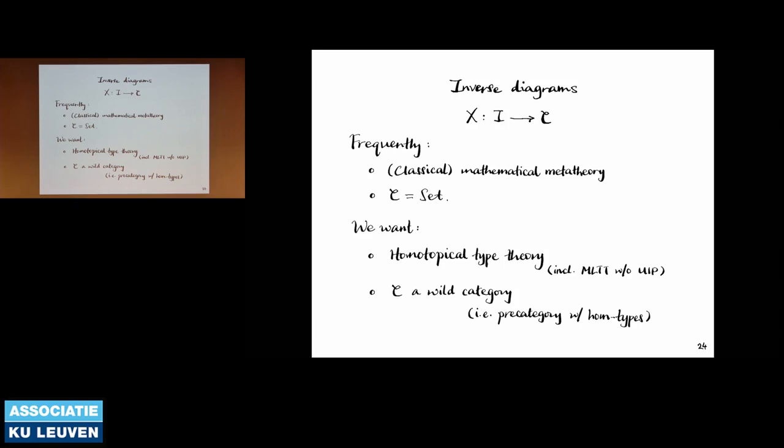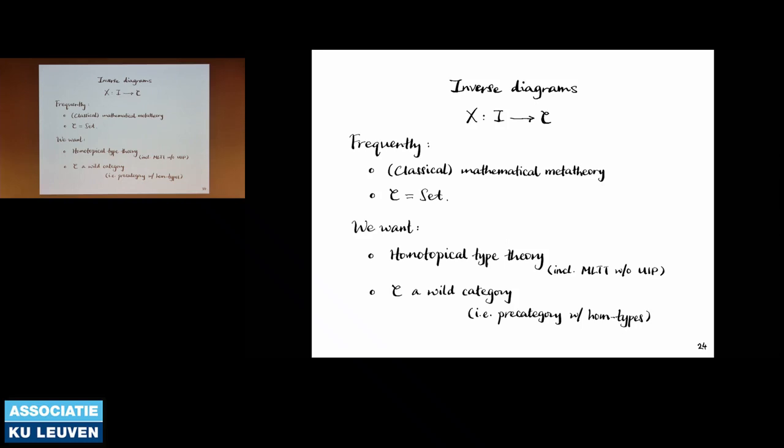In general, when we think about inverse diagrams in the literature, it's very often done in a classical mathematical metatheory. Well, sometimes constructive, but generally just a standard categorical context. And very frequently, we take the codomain category to be the category of sets. What we want to do in this current work is change our metatheory to be homotopical type theory, which, as I indicated before, includes not just HoTT, not just homotopy type theory, but also just Martin-Löf type theory, where you just don't assume UIP.